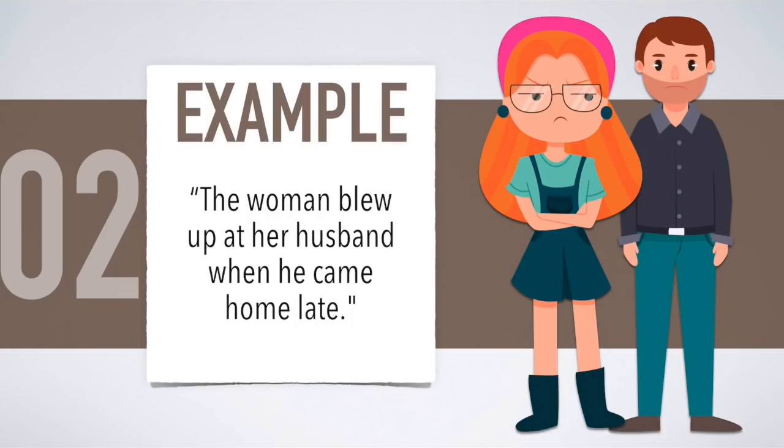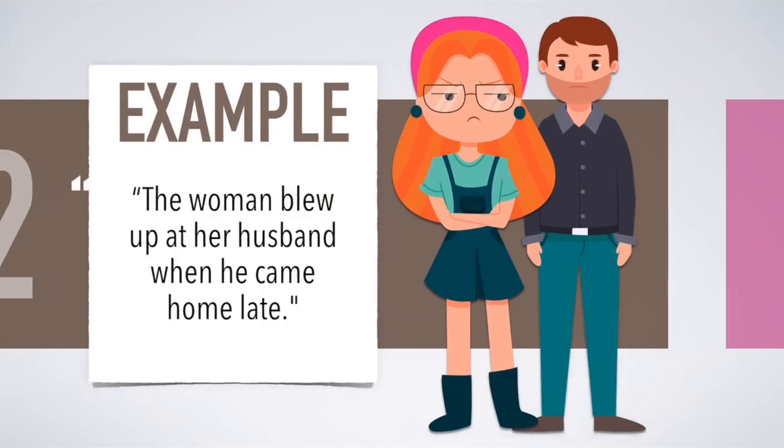Here's the example. The woman blew up at her husband when he came home late. All right, so we have right here, blew up. Now, we can say this another way by saying yelled at. All right, so the woman yelled at her husband when he came home late. Or you can also say the woman was angry with, and we'll cancel out this at right here, her husband when he came home late. All right, next one.